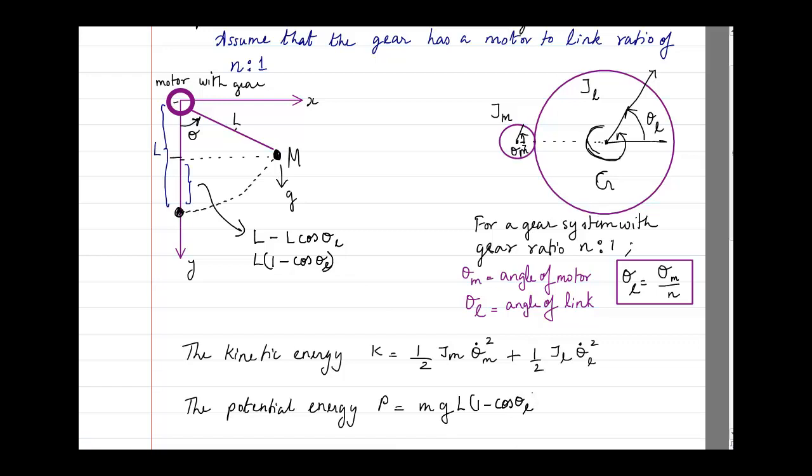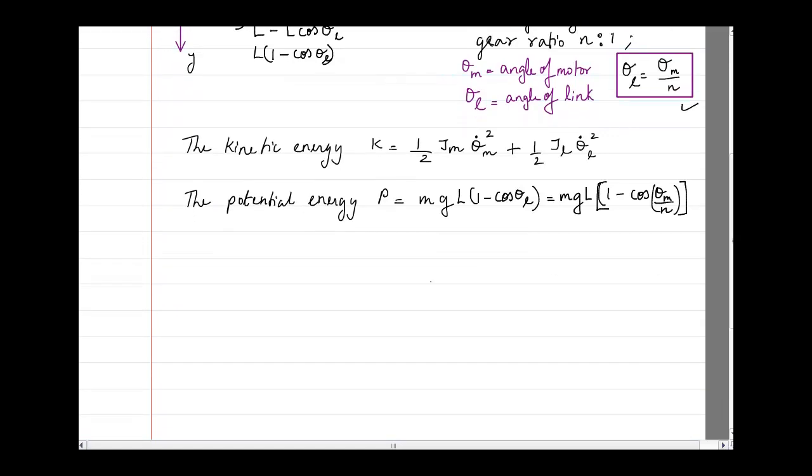Now if I have to write everything in terms of the motor, then I can write this as mgL times 1 minus cos of theta m by n, because that is what the gear is bringing into the system. So now what is going to be the Lagrangian? Therefore the Lagrangian is going to be capital L. I will not write L because I have already taken it as the link length, so I will just write the Lagrangian.